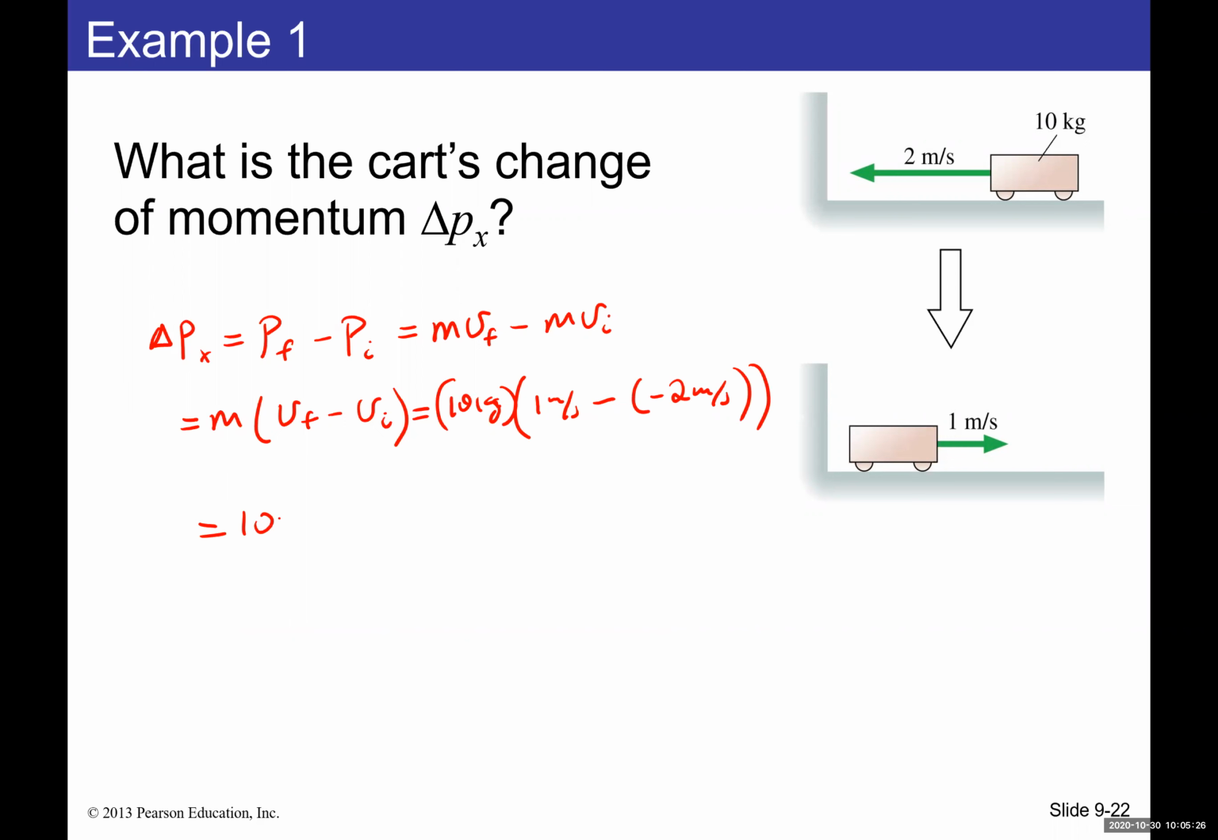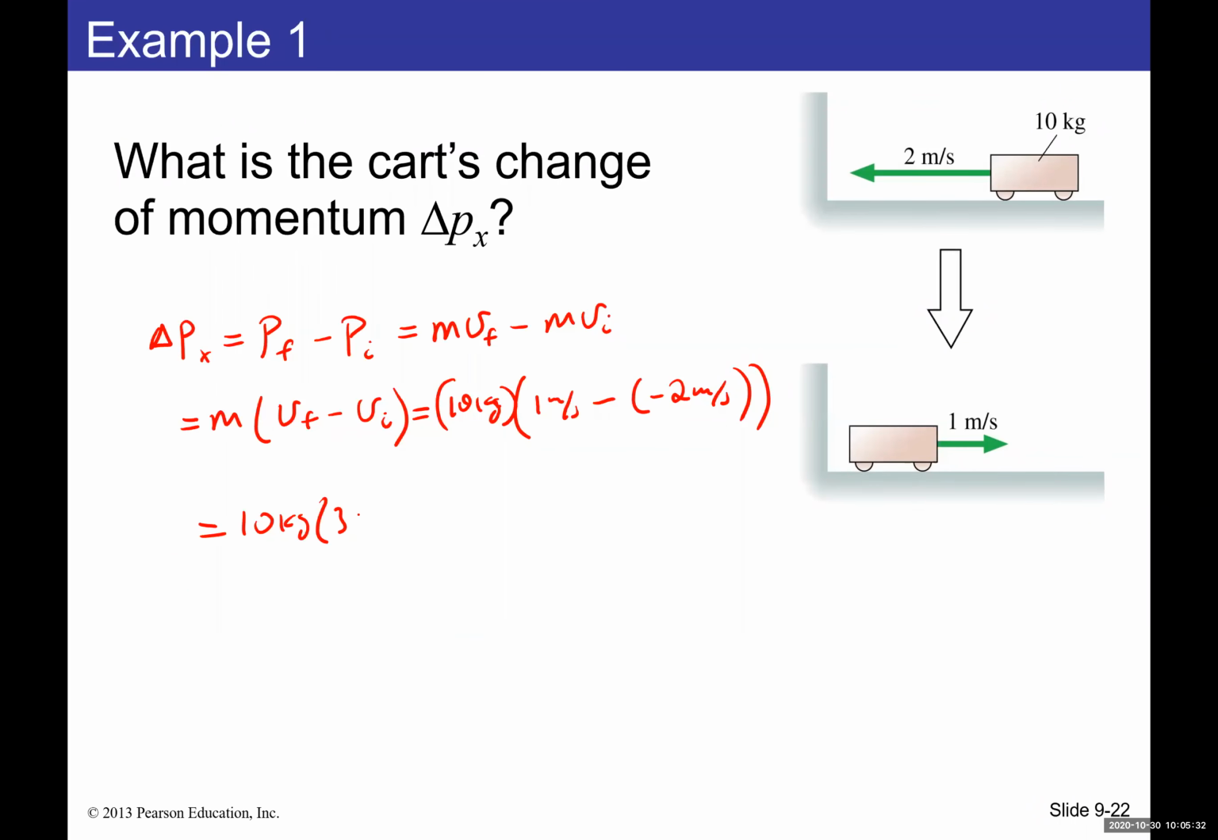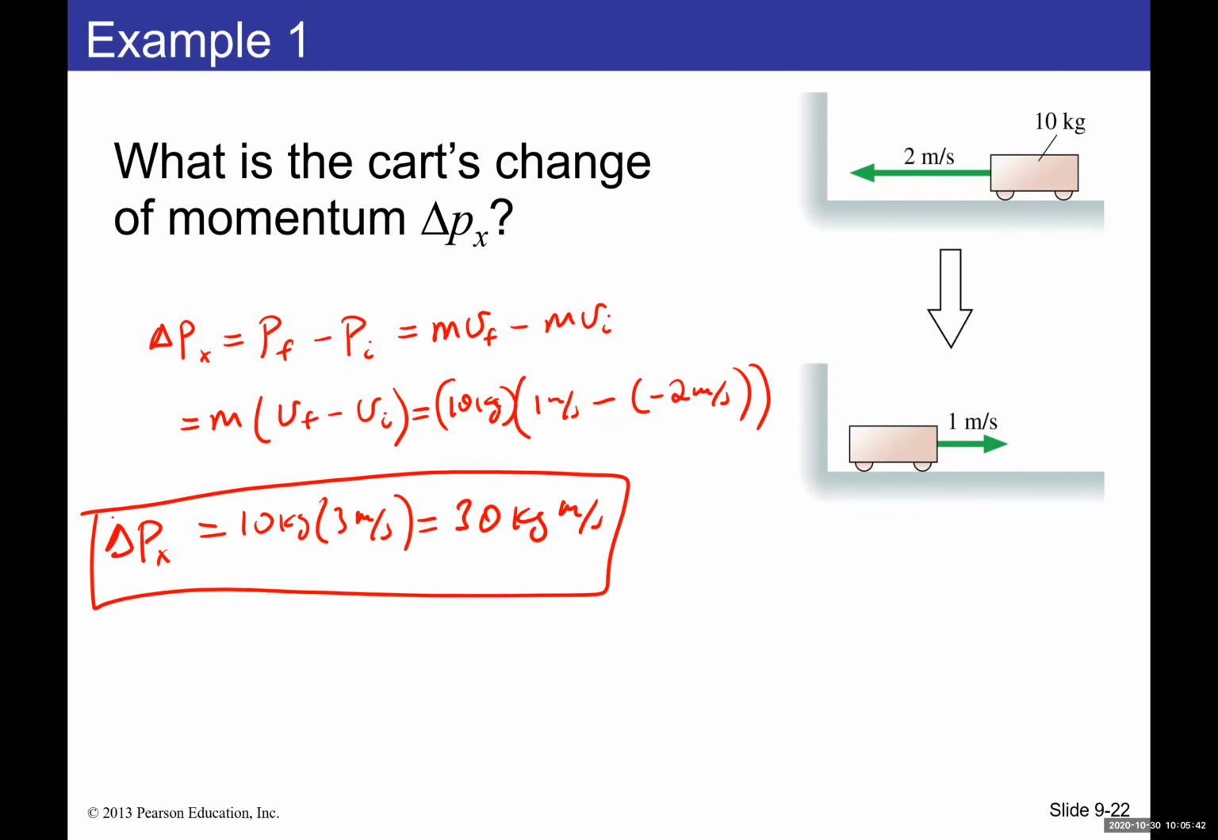That means this is 10 kilograms times 1 plus 2, so basically 3 meters per second. And what we get is 30 kilogram meters per second. And that's my change in horizontal momentum of the object. When you look at momentum, more important is the change in momentum rather than just momentum at one point or another. Momentum at one point or another will tell you this.